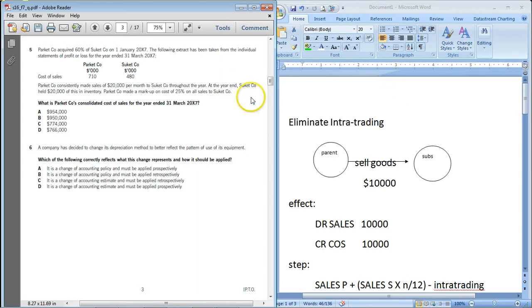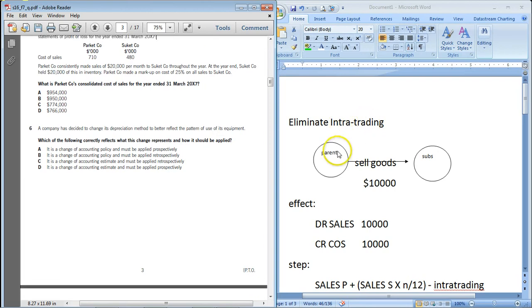Right? So today, before I start, I will first explain what intra-trading is all about. In the rules of consolidation, when you want to do a consolidated statement of parent and subsidiaries, you have to eliminate your intra-trading and you have to eliminate your unrealized profit as well. This is the explanation of what intra-trading is all about. It is about parents and subsidiaries.